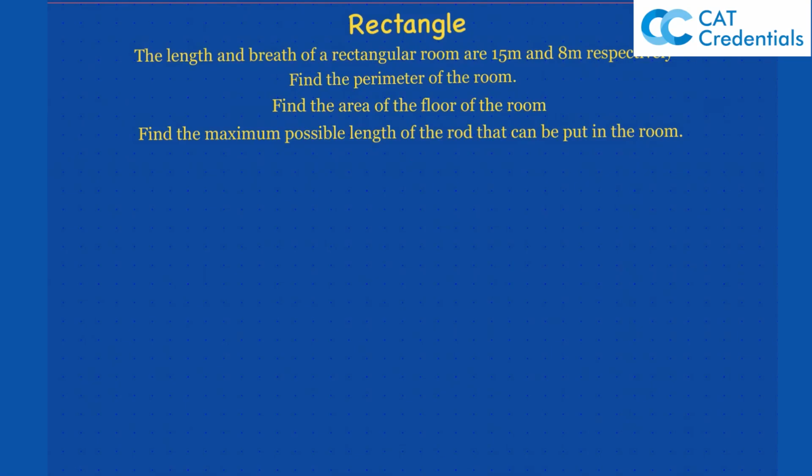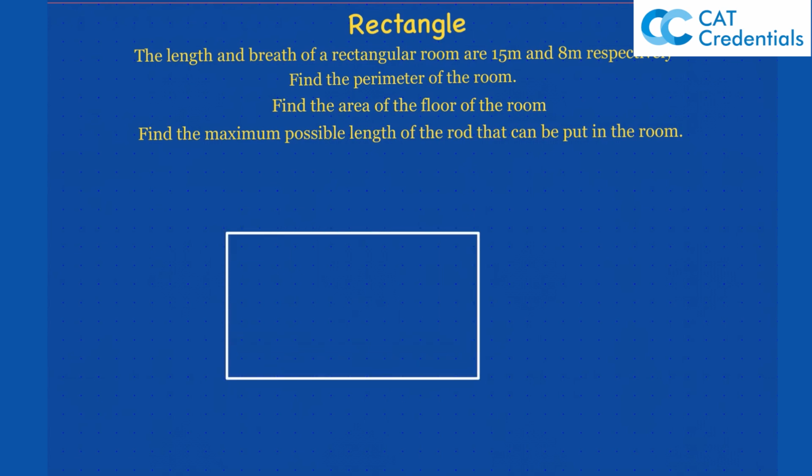Okay, now let's solve a few problems on rectangles and see what are the different scenarios that we get in this. So the length and the breadth of a rectangular room are 15 and 8. So make a rectangular room here. This I'll draw it. So length and the breadth is 15 and 8. I'll know the perimeter, I'll know the area.